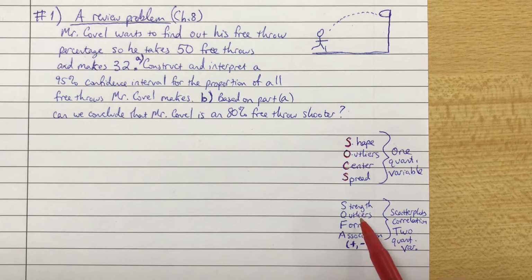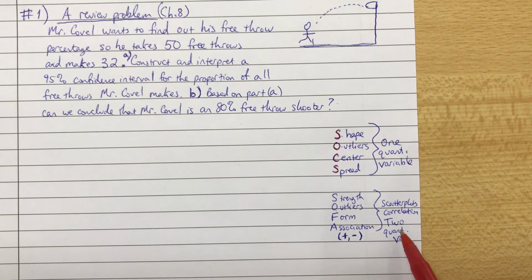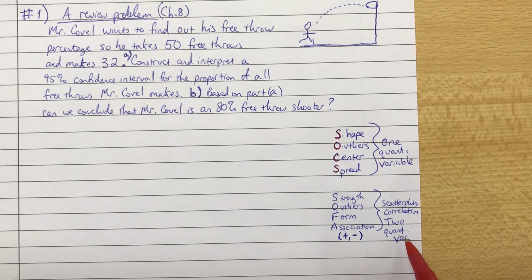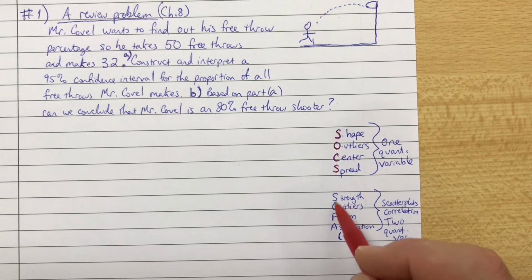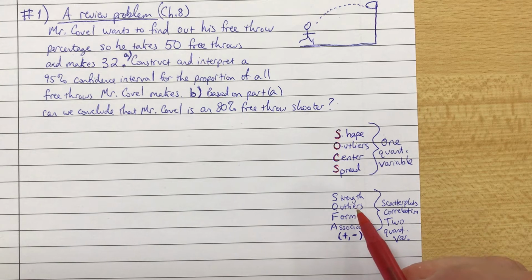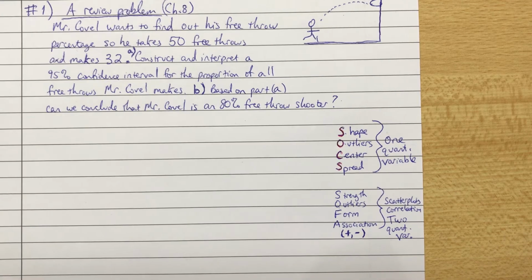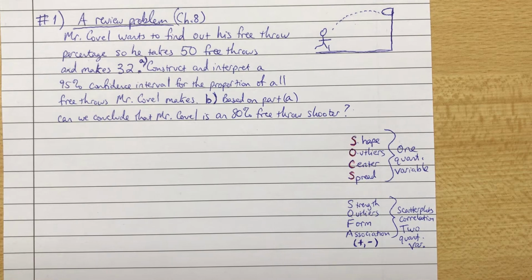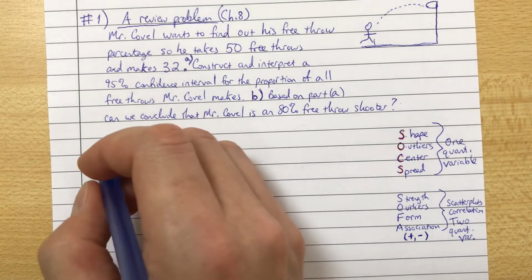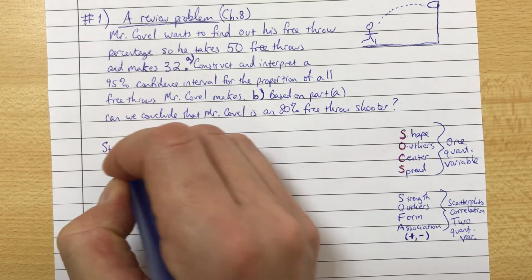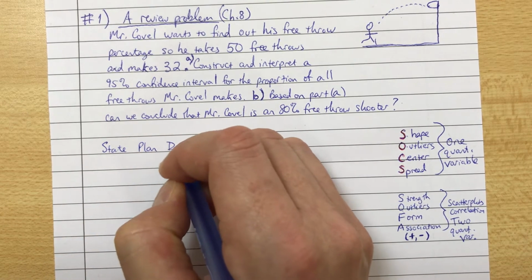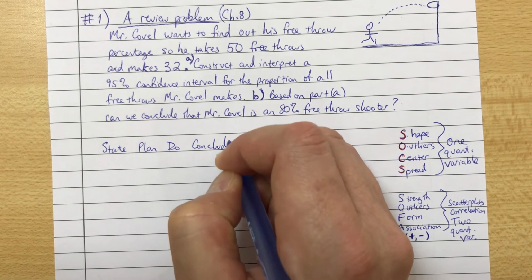In chapter 3, when we were looking at scatter plots and two quantitative variables and trying to describe that relationship, we talked about SOFA. We talked about the strength of the relationship, we talked about if there were outliers. The form would be talking about whether it's linear, whether it's curved, and then the association is whether it's positive or negative. Now, in chapter 8, your book goes through a process. They say you state, you plan, you do, and you conclude.